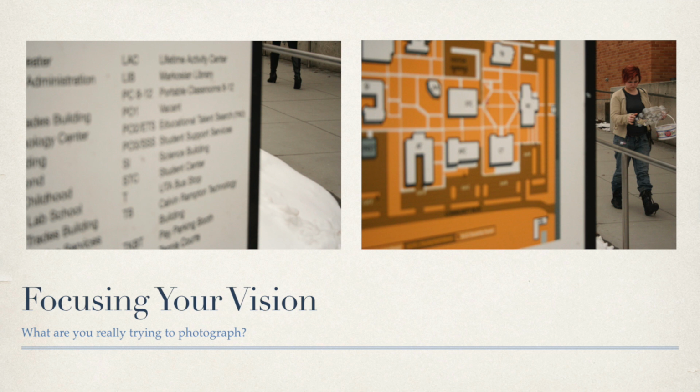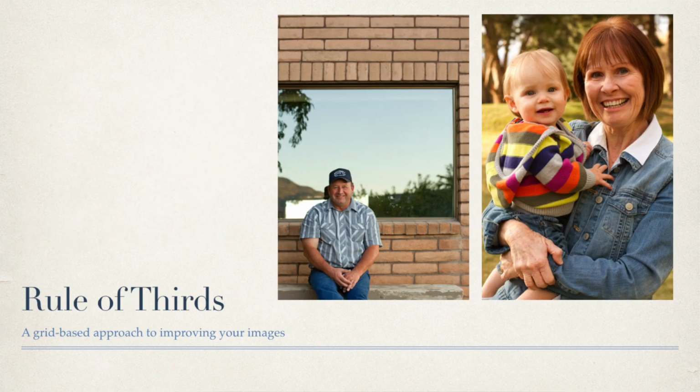So now let's talk a little bit about one of the most common rules of composition that you'll probably hear out there. And it's probably the most common rule you hear in just about any book out there that talks about photography or composition. And that is the rule of thirds.